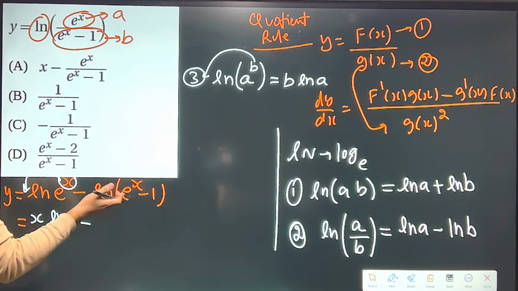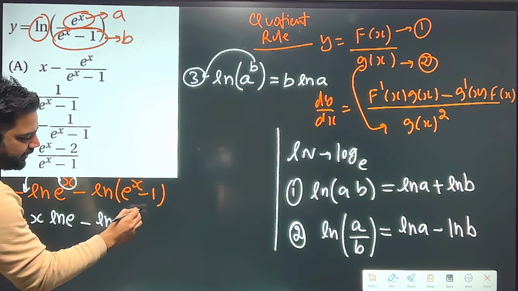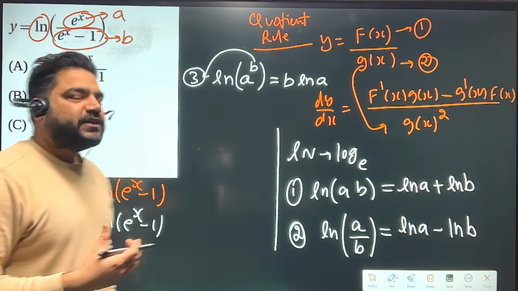Okay, in this part we don't have any power, so nothing will come ahead, so it will be ln e^x − 1. Now how to do its differentiation? Fine. Now what is this? This is x, and after x what is this? ln e. Ln e, what is ln e?